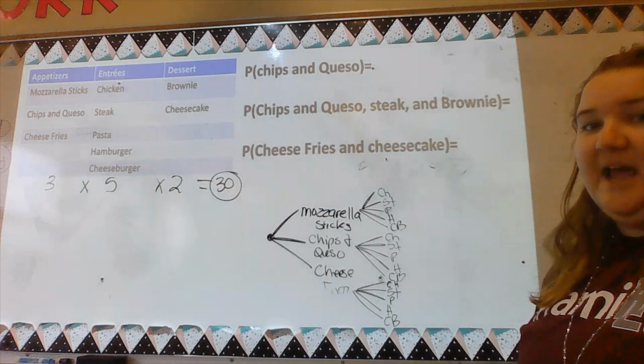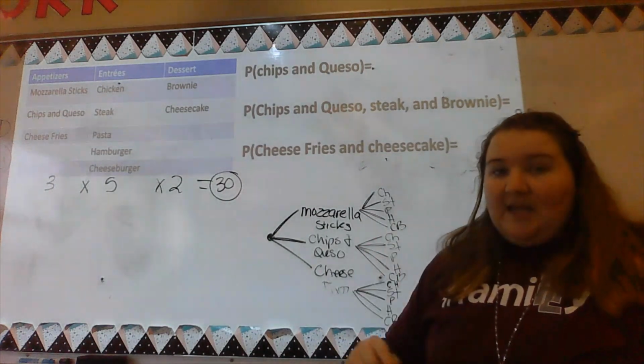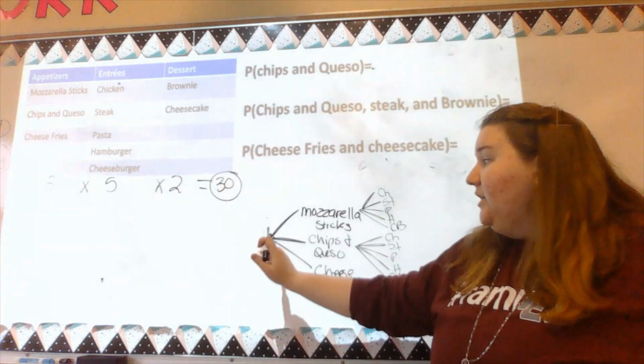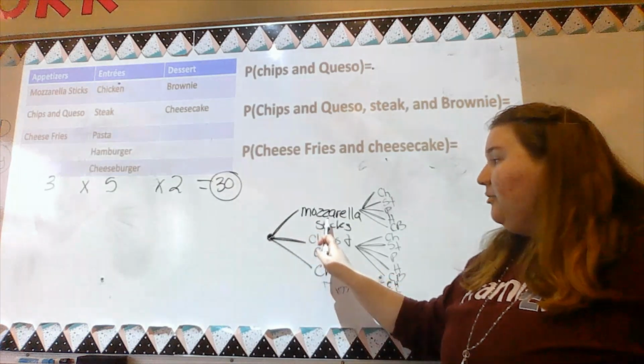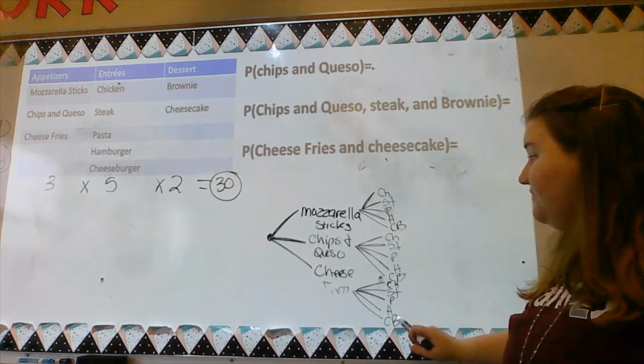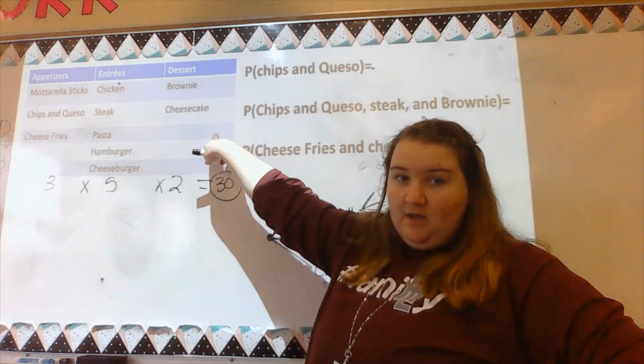Now, in our last example, we only had 2 events. In this one, we have 3. So we're going to go from my tree trunk to my branches to my twigs. And now, from each of these, you're going to go to your dessert. Okay, there's like your leaves here, okay?